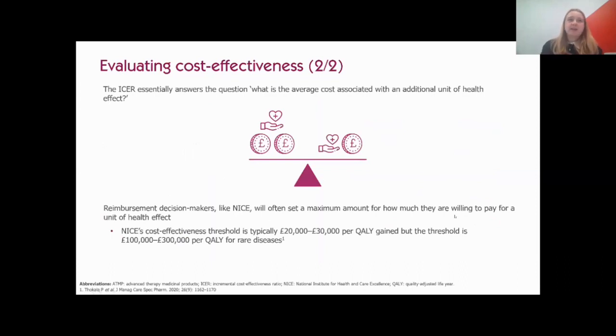And as I mentioned, each HTA body has a threshold, which is like the maximum amount they're willing to pay for a unit of health effect. And so NICE's cost effectiveness threshold is 20 to 30,000 pounds per quality gained. But for orphan medicines, which we mentioned many advanced therapies are targeting orphan diseases, it's much higher. So it's 100,000 to 300,000 per quality.